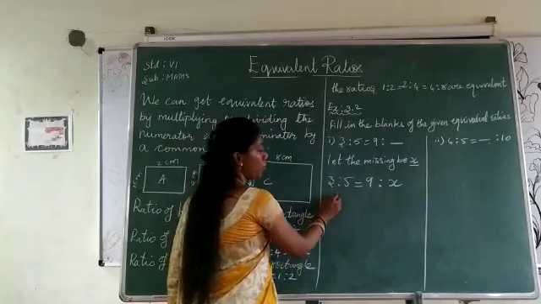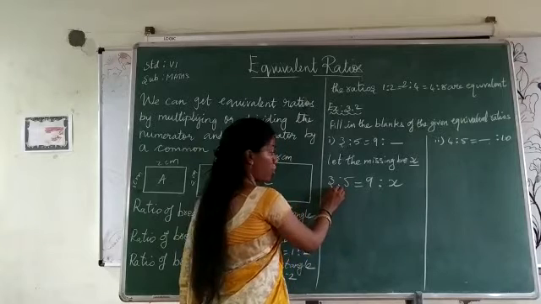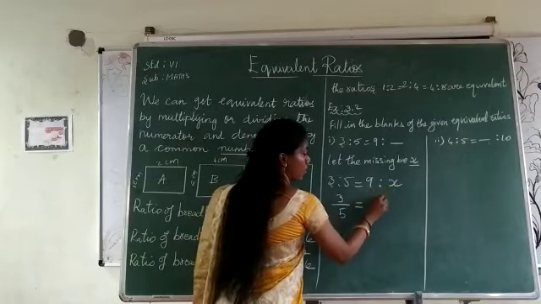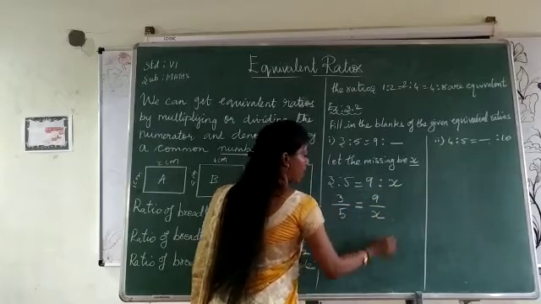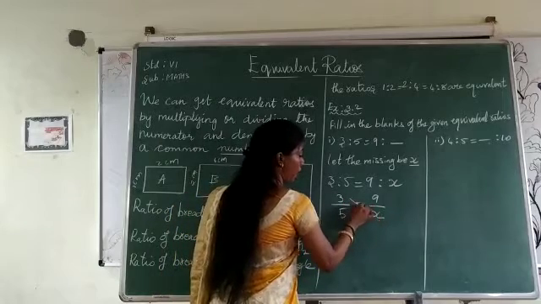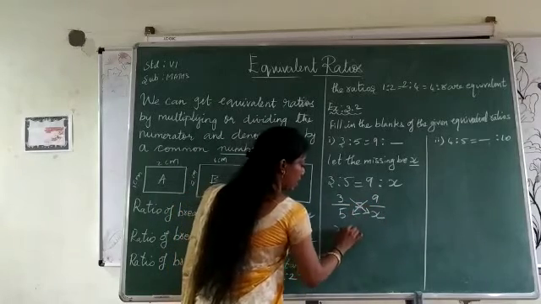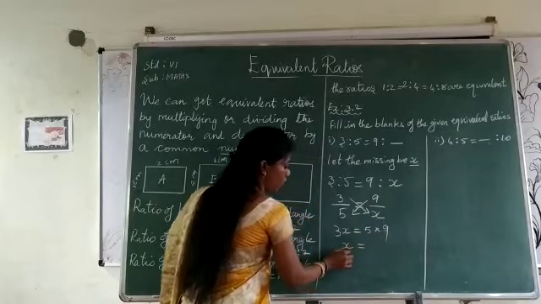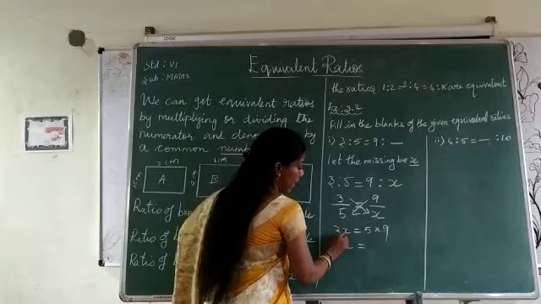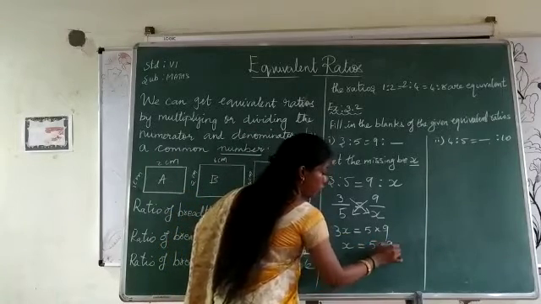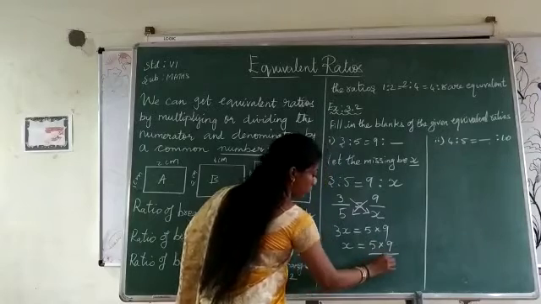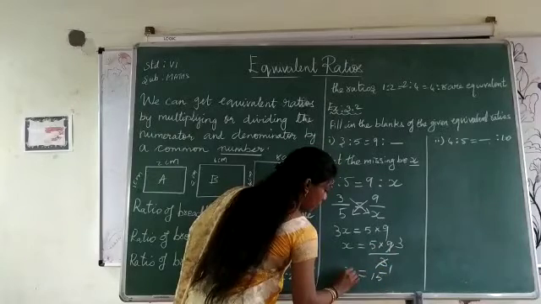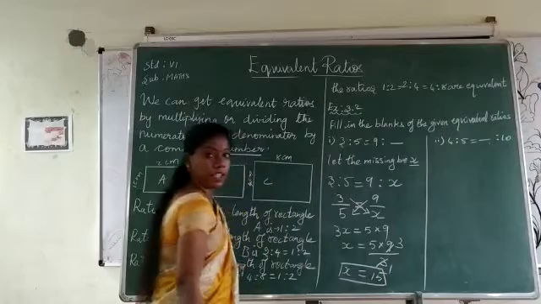The second step, you have to change the ratios into fractional form. That is, 3:5 is changed into 3/5, and 9:x is changed into 9/x. And then you have to cross multiply the two fractions. 3 into x, 3x is equal to 5 into 9. The variable is always on the left hand side, so x is 5 into 9 divided by 3. 3 ones are 3, 3 threes are 9, so 5 into 3 is 15. Therefore, the missing term x value is 15.